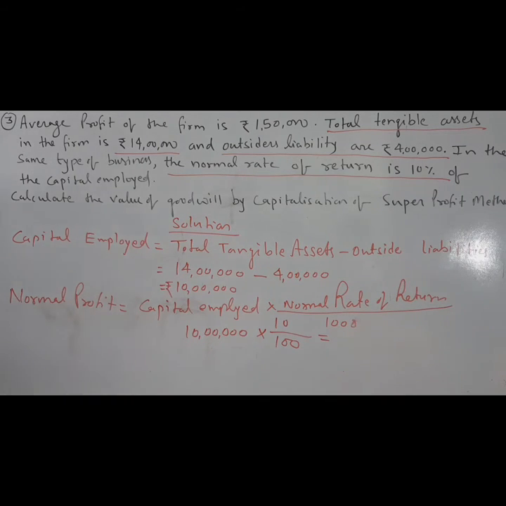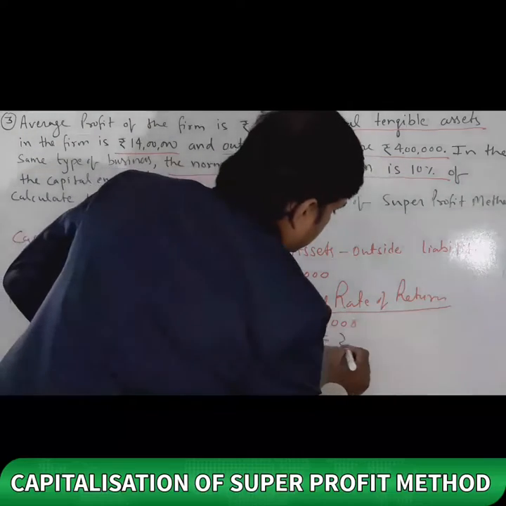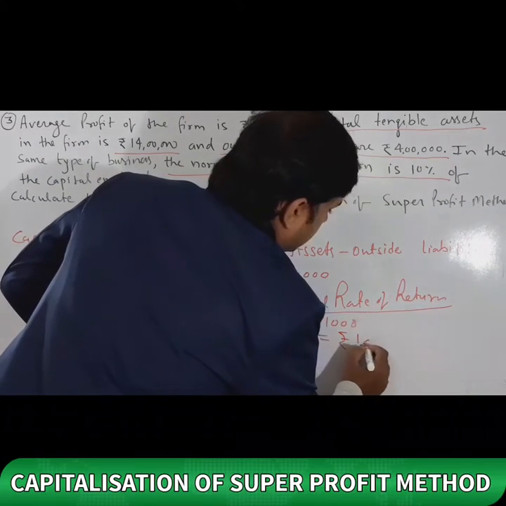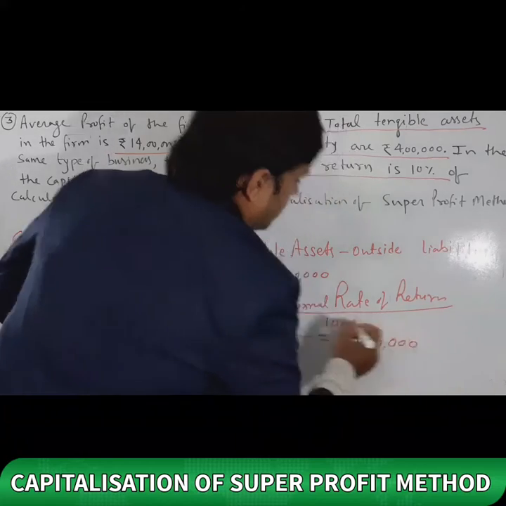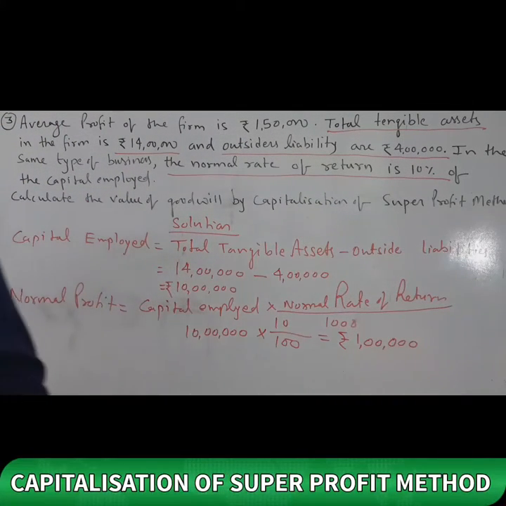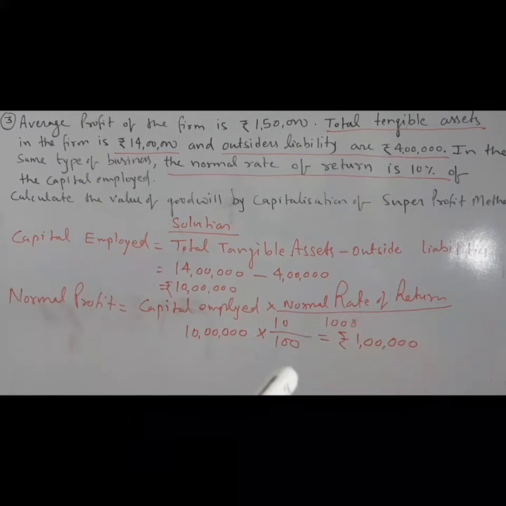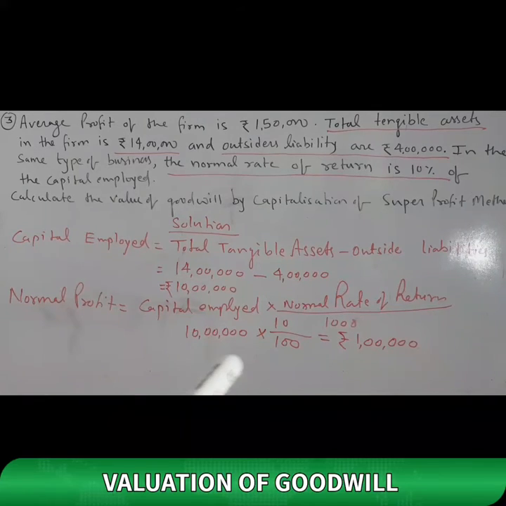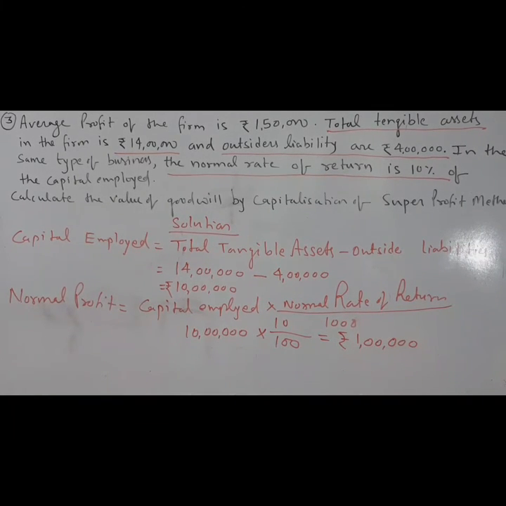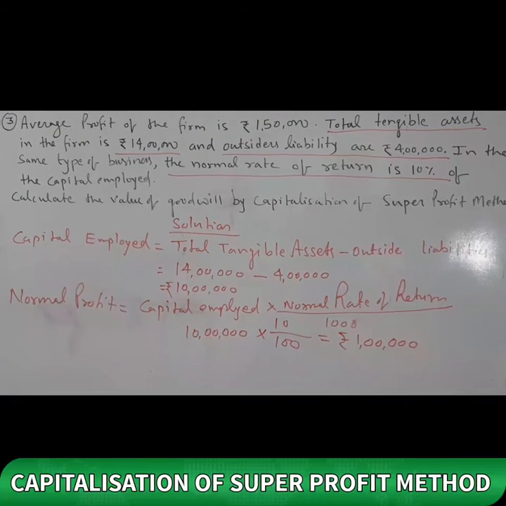That is 1 lakh rupees. Capital employed into normal rate of return divided by 100: 10 lakh into 10 divided by 100 is equal to 1 lakh. Clear? This is the normal profit.